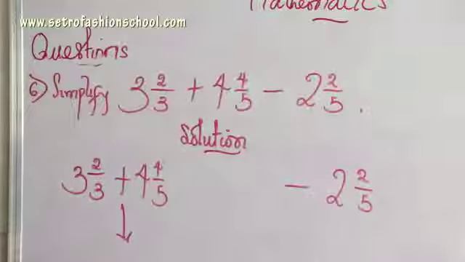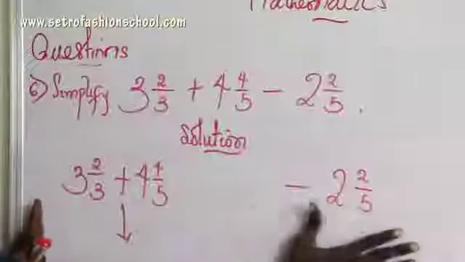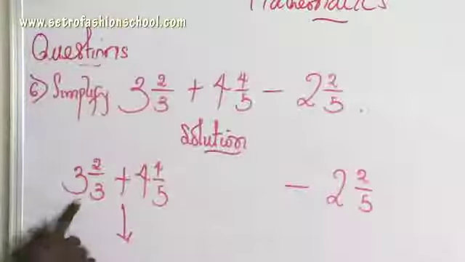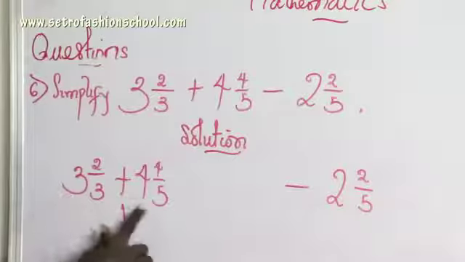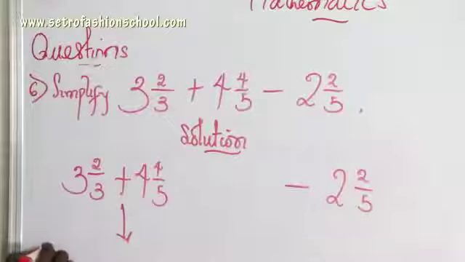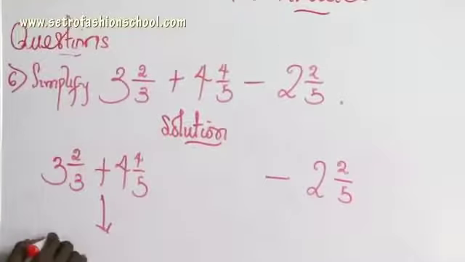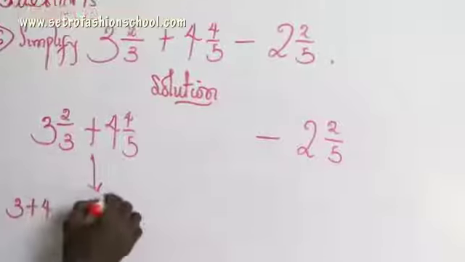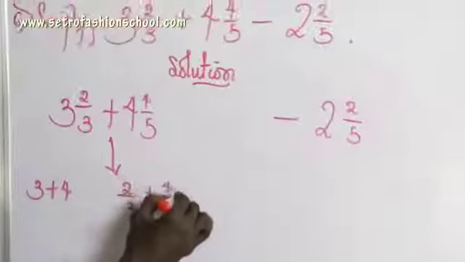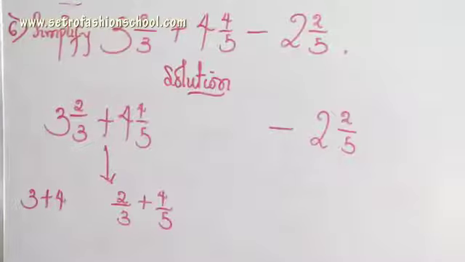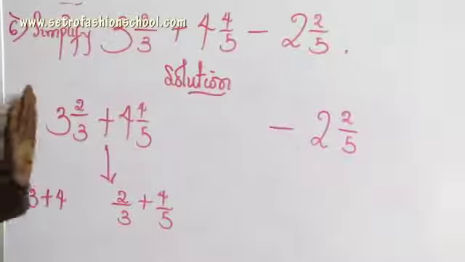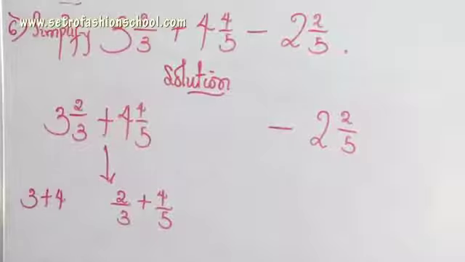What will I do next? I'm dealing with this first. I'm leaving this for a while. Now, I'm dropping this down. What will I do? Look at the fractions. I'm also going to separate the numbers beside them. I'm going to separate the 3 plus 4. Separate this also, 2 all over 3 plus 4 all over 5. You can see what I've just done. I've separated the whole number from the fractional number.